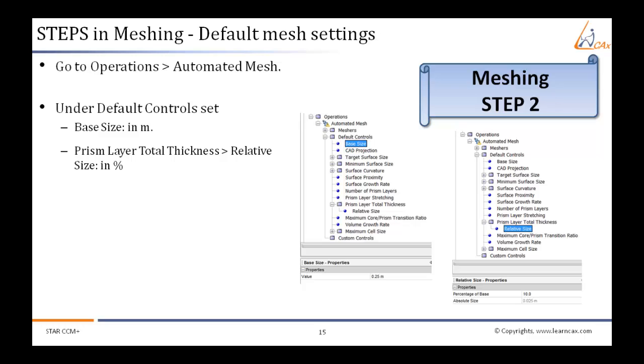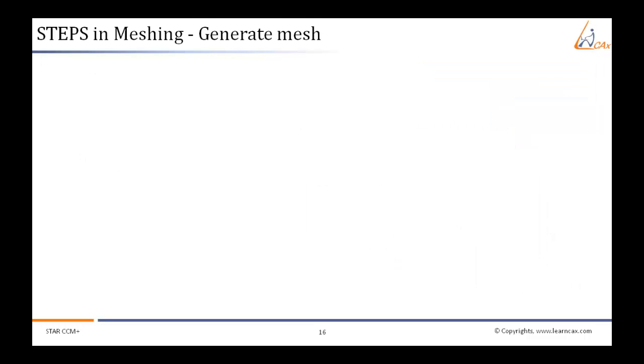Then we have to enter the prism layer total thickness. Then relative size. The example shown here is relative size 10%. We need to change these according to our requirements.